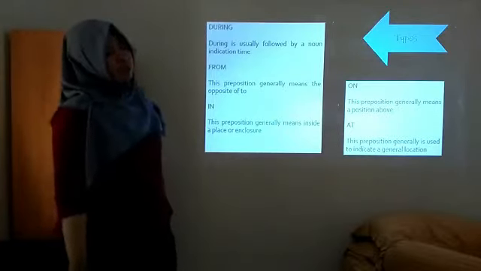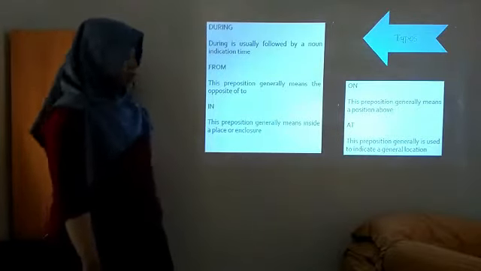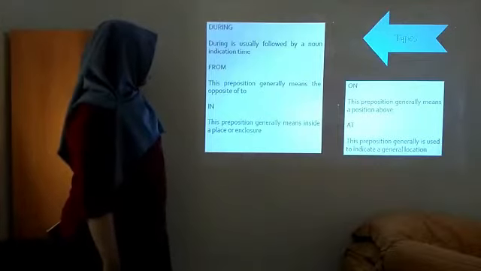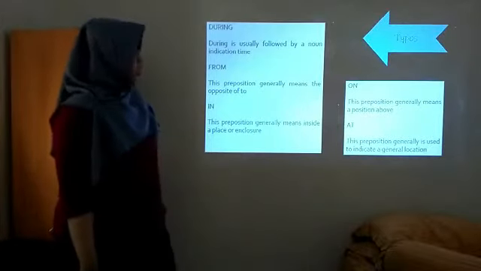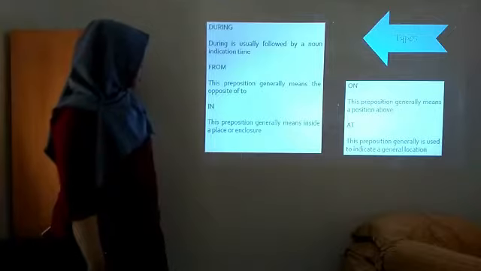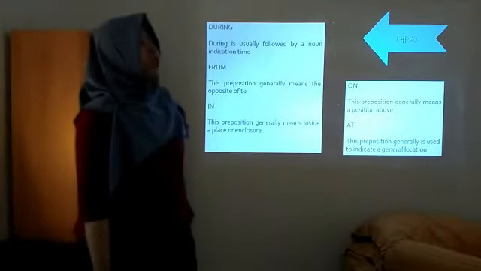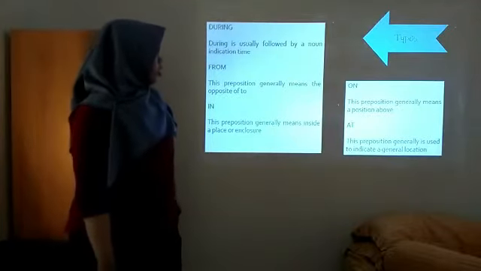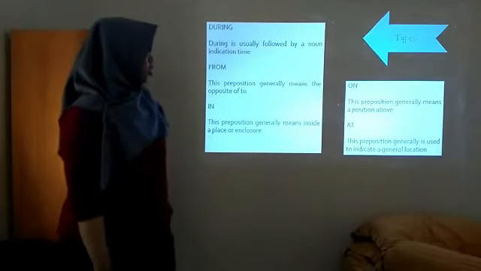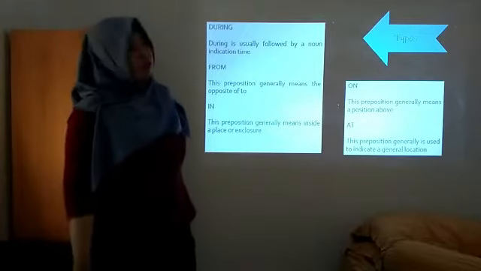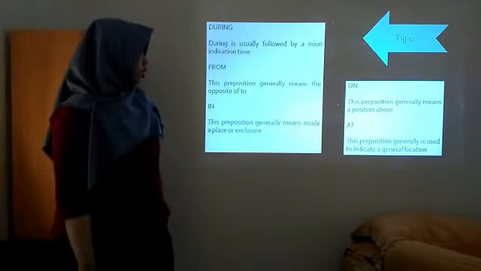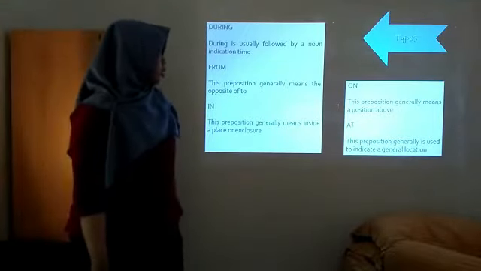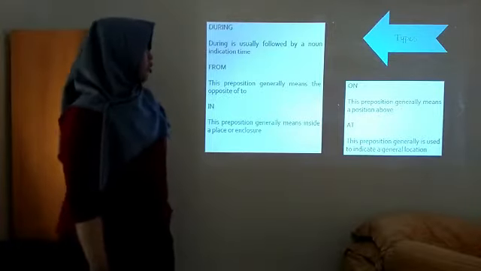And then the third is in. In is a preposition that generally means inside a place or enclosure. And then on is a preposition that generally means a position above, and then at is generally used to indicate a general location.